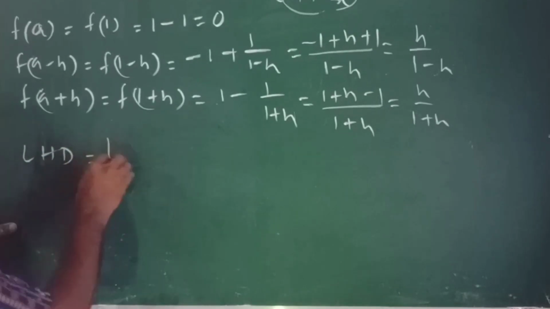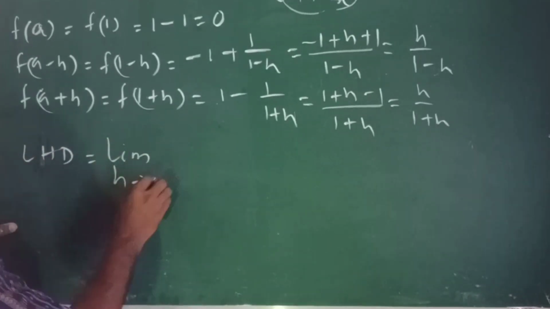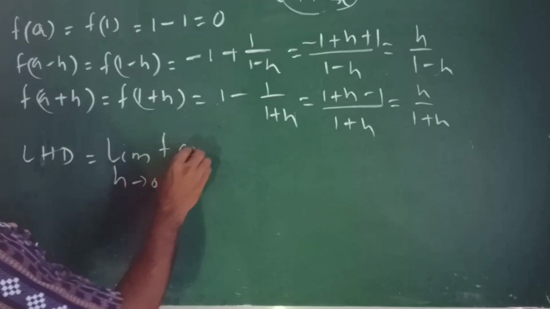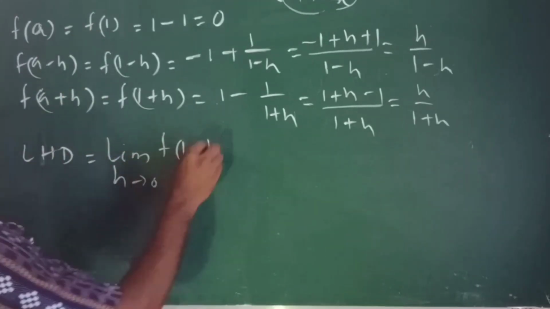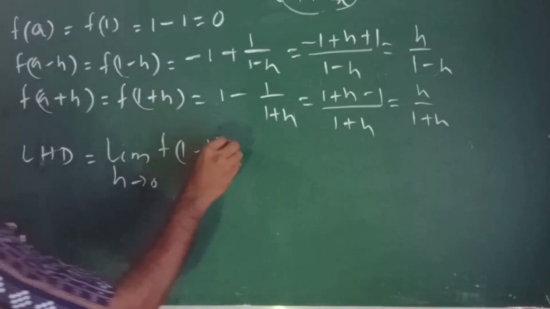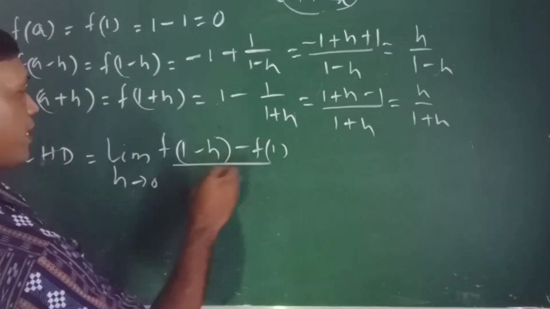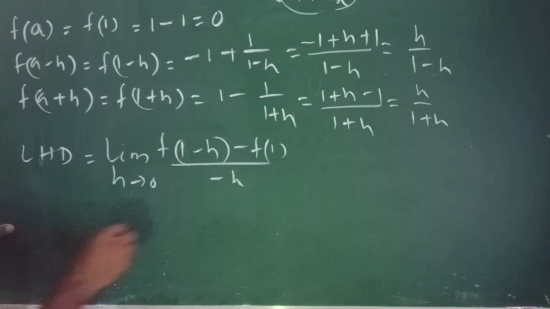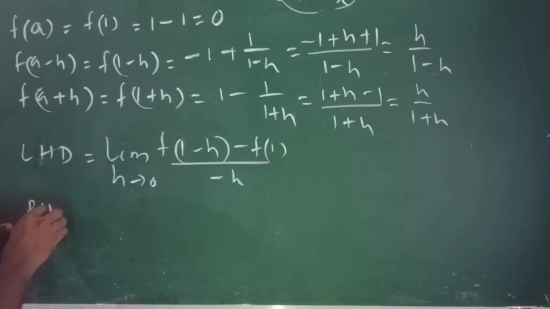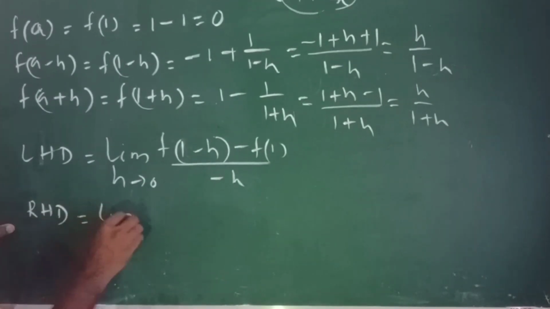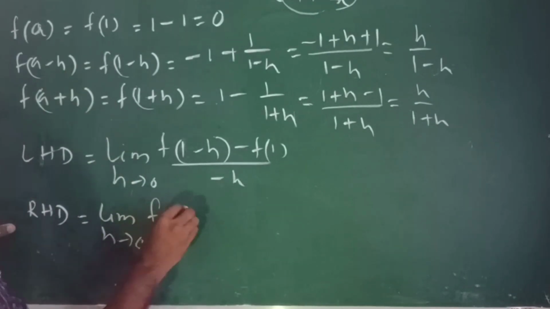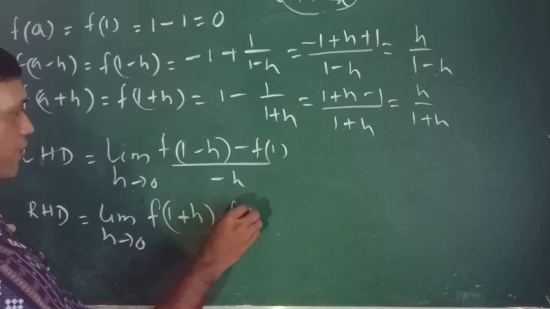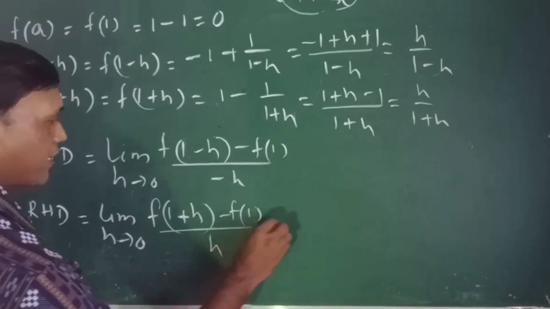Left hand derivative. The formula is limit h tends to 0, f of a minus h, I said this minus this, f of 1 minus h, this minus this, f of 1 by minus h. And the formula for right derivative is limit h tends to 0, this minus this, f of 1 plus h minus f of 1 by h.